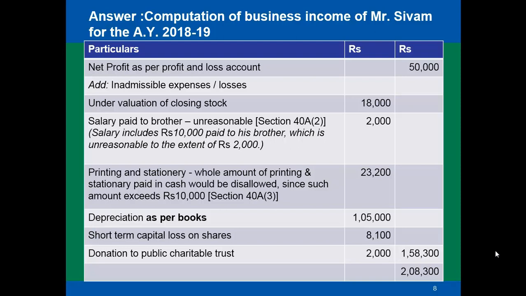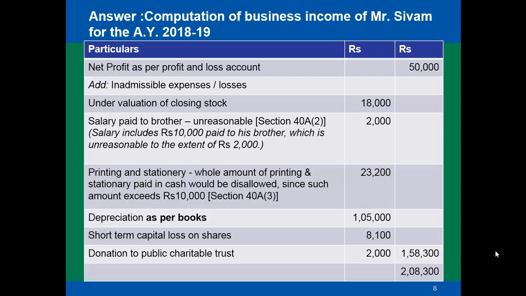Then we come to printing and stationery. The whole amount of printing and stationery paid in cash would be disallowed since such amount exceeds rupees 10,000, and this is as per section 40A subsection 3. So 23,200 will be added back to the profit.